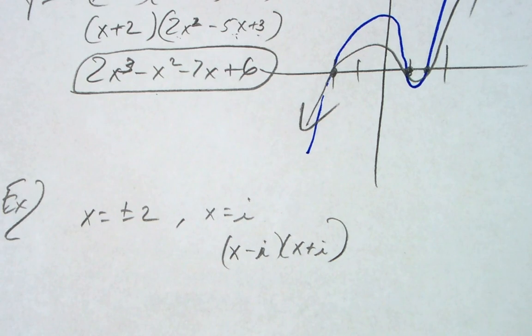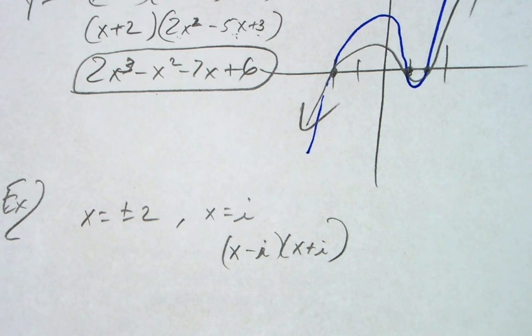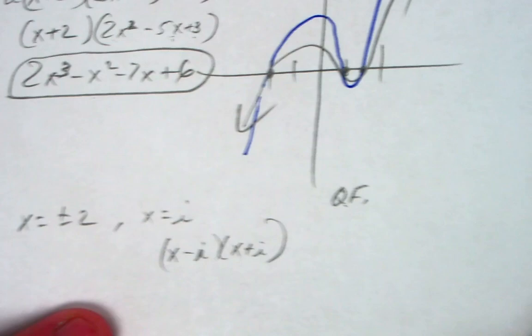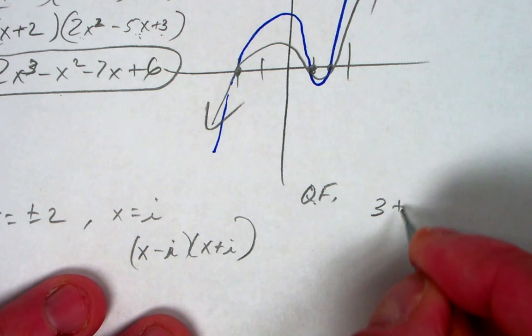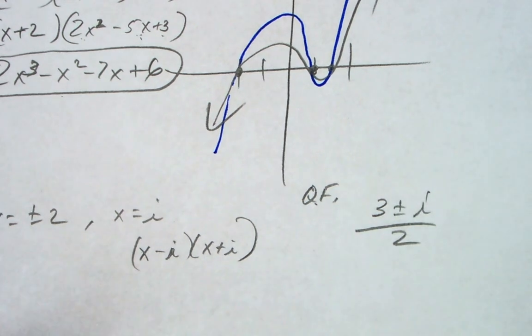Okay, so here's the deal. He is exactly right. Now, if we think about this, let's think about a situation where we've had imaginary results. Let's say if I've used quadratic formula and I got an answer of 3 plus or minus i over 2, right? That's an answer we'd get from quadratic formula, right?